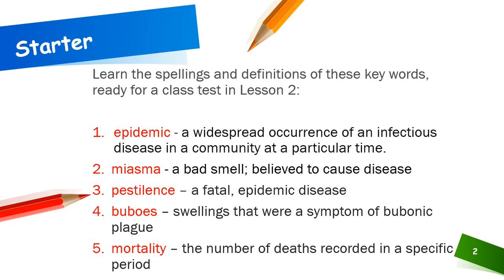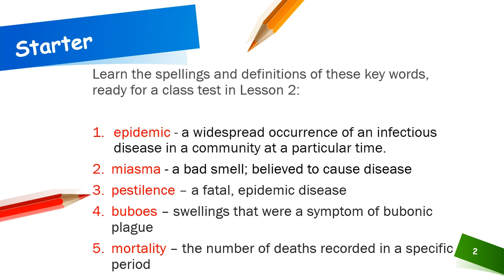Let's start with a starter activity. Learn the spellings and definitions of these key words, ready for a class test in Lesson 2. 1. Epidemic. A widespread occurrence of an infectious disease in a community at a particular time.